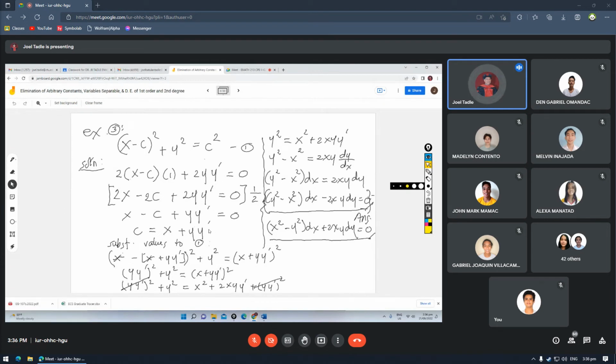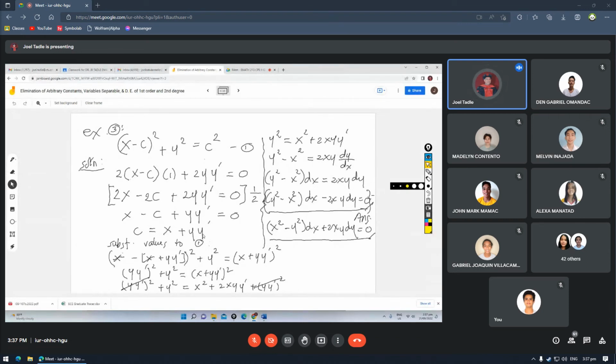Then, after that, we solve the constant c. Basta naman siya ka-constant. So, atong gisolve ang constant. Then, ang sunod na itong gibuhat, atong gi-substitute, no? Gi-substitute na to ang value sa constant c to equation number 1. Tanawa guys ha, ang atong constant c is x plus y prime. Ato ning i-replace dito sa constant c sa equation number 1.